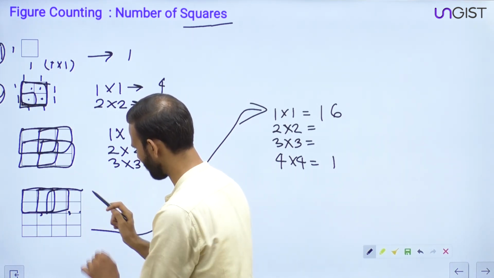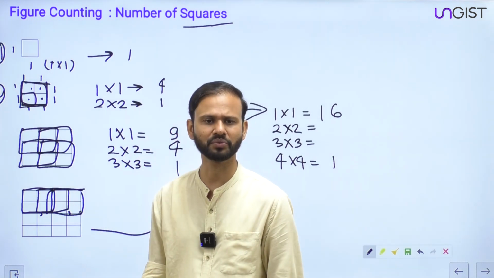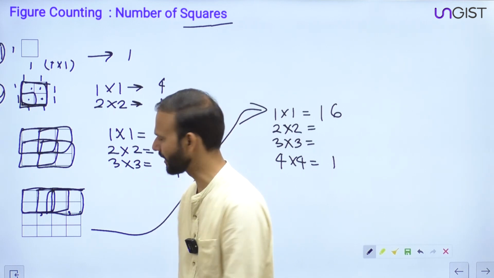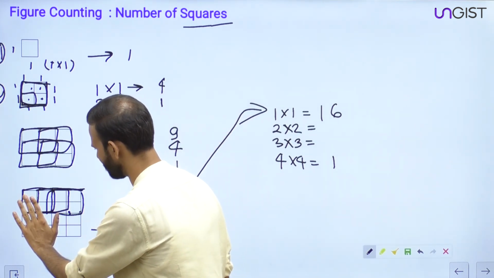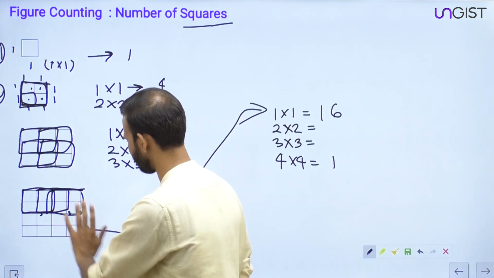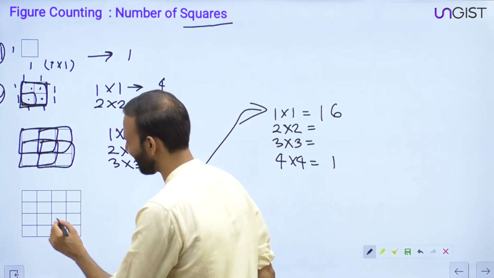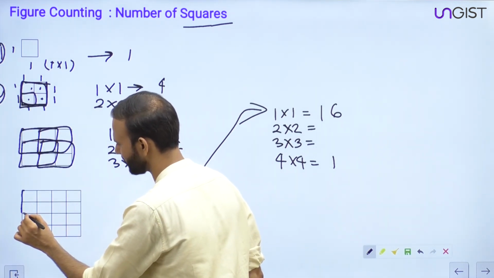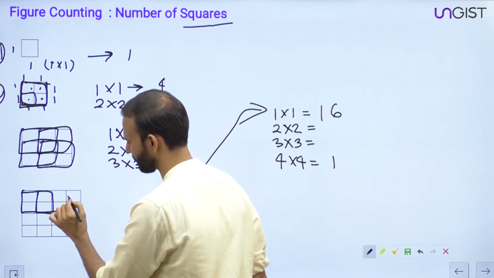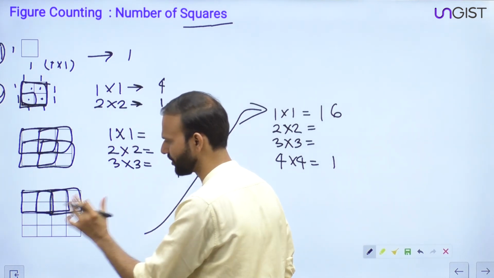It is like this. Yes or no? Shall I do it again? Okay, just wait. Some of you are saying, sir, do it again. All right. So this is one 2 by 2. This is another 2 by 2. This is another 2 by 2, right? So these are 3 2 by 2s.